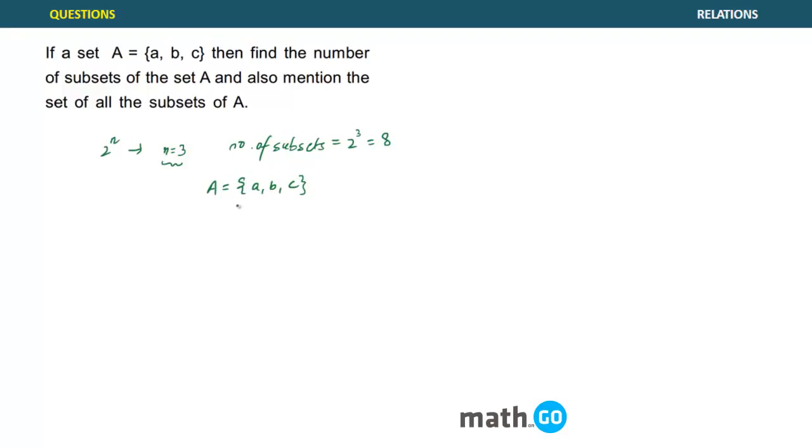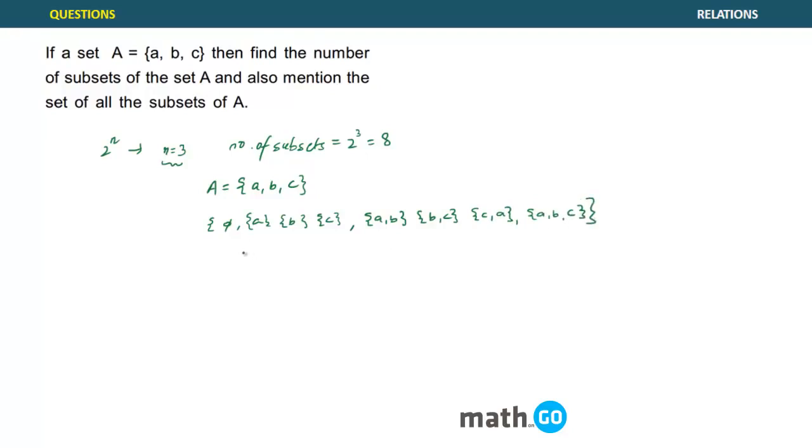So the subsets formed by using the elements of the set A would be, first will be the phi null element, then you can select A, then you can select B. We just did this earlier, remember? And then you can select two at a time, that is A and B. Then you can select B and C, then you can select C and A, and then you can select all the three in a particular subset, right?